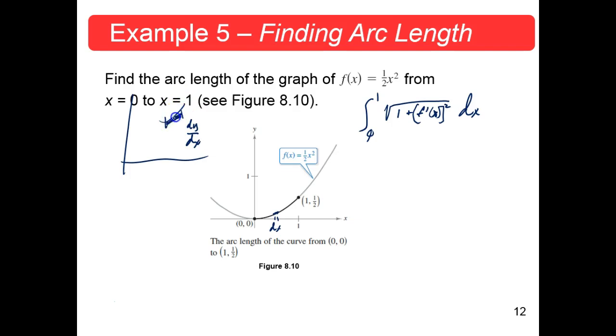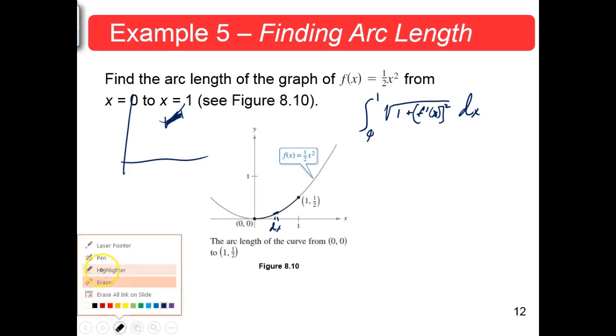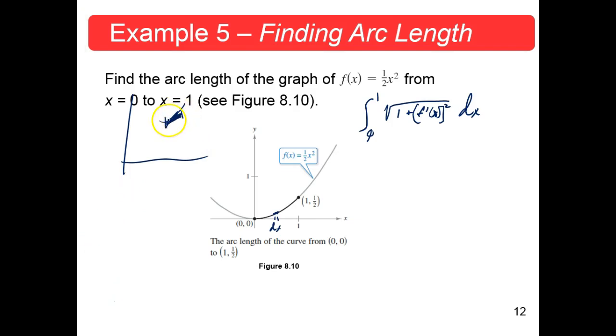The length of this line here, not tangent line, secant line, okay. That line there, the length of that line would be dx squared plus dy squared. The square root of that would be the length of that line, right?